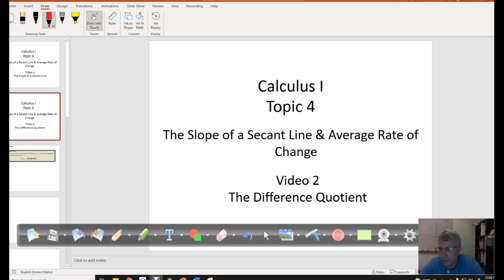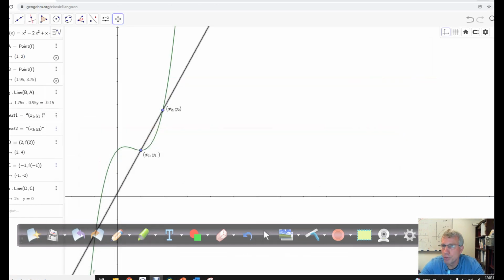So in this video, we're going to develop the formula for the difference quotient, which is going to turn out to be just a different way of finding the slope of a secant line. So in the previous video, we reviewed what a secant line was. A secant line was just a line that intersected a graph in 2 points.